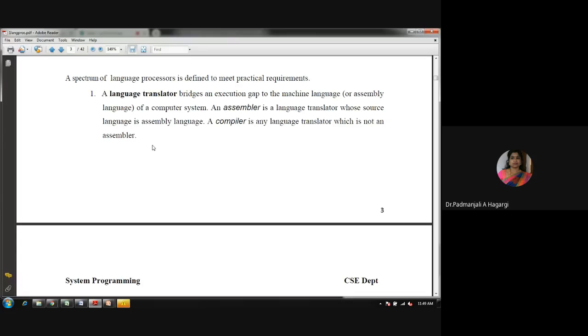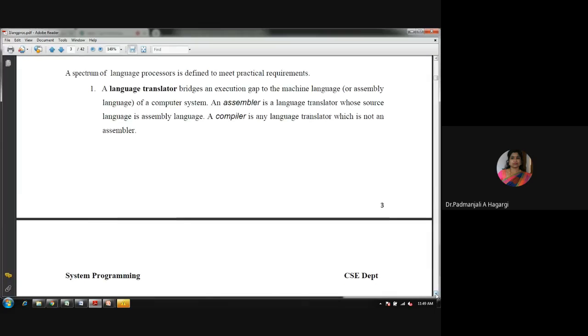And I told you in the previous class what machine language is. Machine language is nothing but 0 and 1. It's a language which is called low level. An assembler is a translator whose source language is assembly language. A compiler is any language translator which is not an assembler.